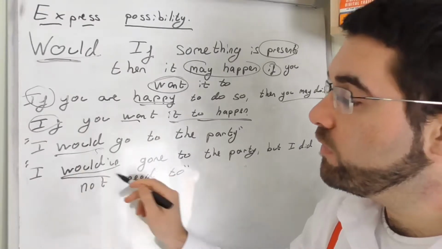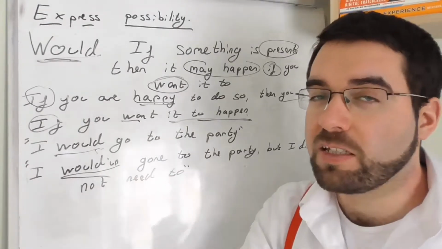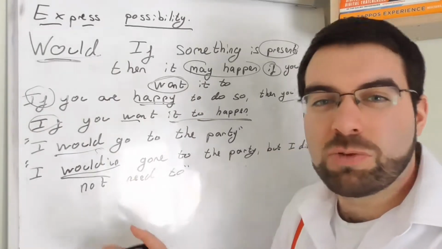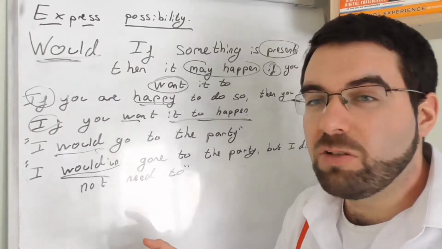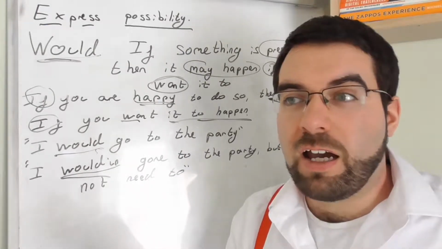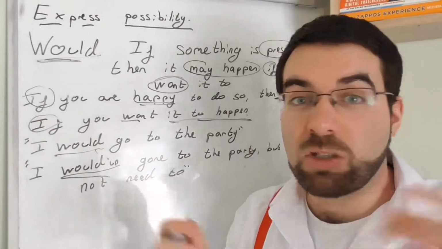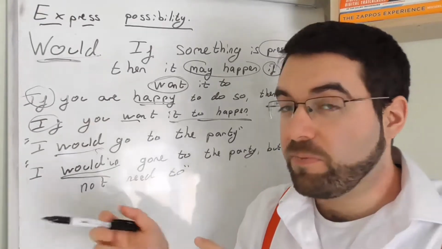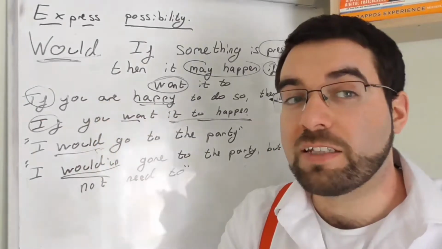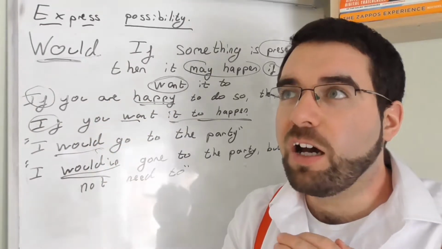I would have gone to the party in the past. I would have gone to the party, but I had to do other things. I had something else to do. I unfortunately had to do something else, so I couldn't have done it because if. But I would have gone to the party if I had the time.